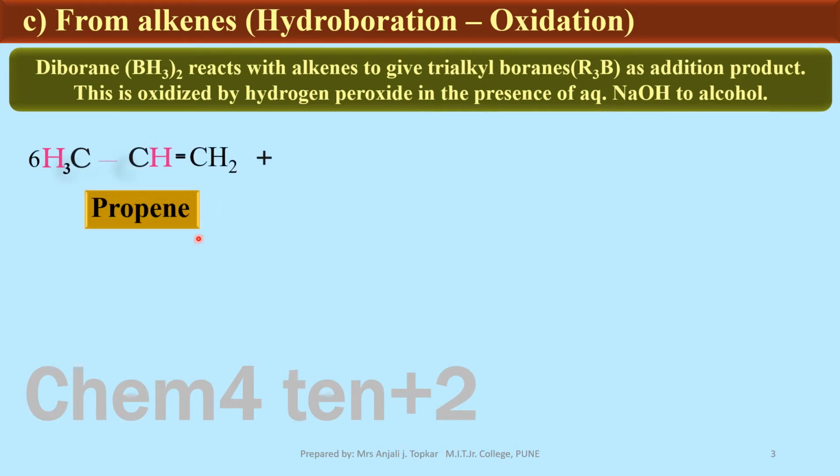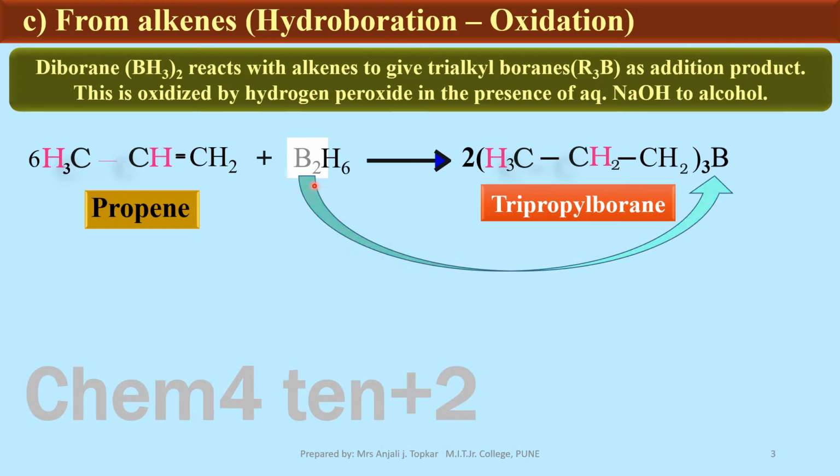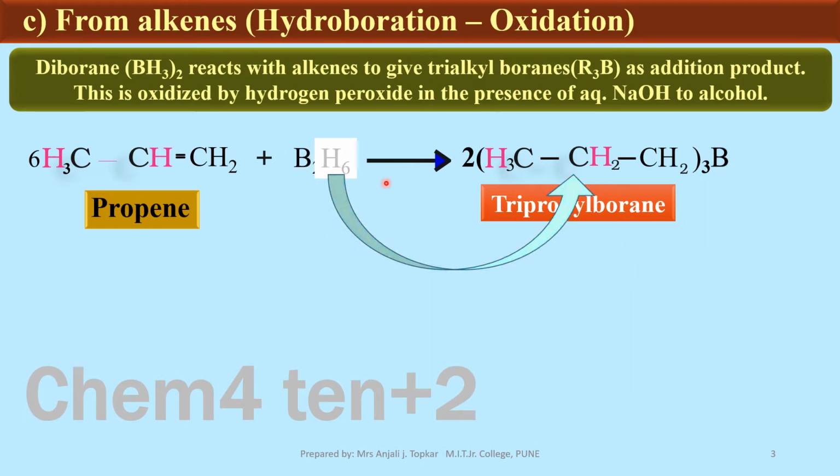Here, the alkene which we are going to use is propene. 6 molecules of propene are used and it is treated with B2H6, that is diborane. We find the first product obtained is trialkyl borane. Let's understand how the reaction is taking place. As you can see here, boron gets attached over here and hydrogen gets bonded over here to form tripropyl borane.